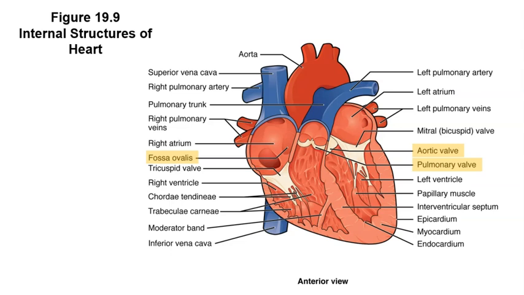The pulmonary valve is situated between the right ventricle and the pulmonary trunk, in addition to the pulmonary arteries, because the pulmonary arteries are connected to the pulmonary trunk. Meanwhile, the aortic valve is positioned between the left ventricle and the aorta.